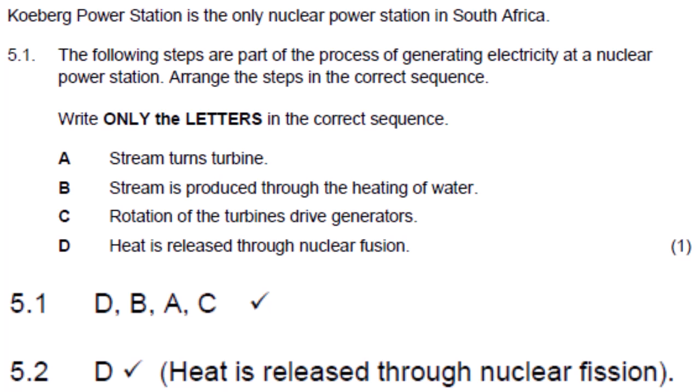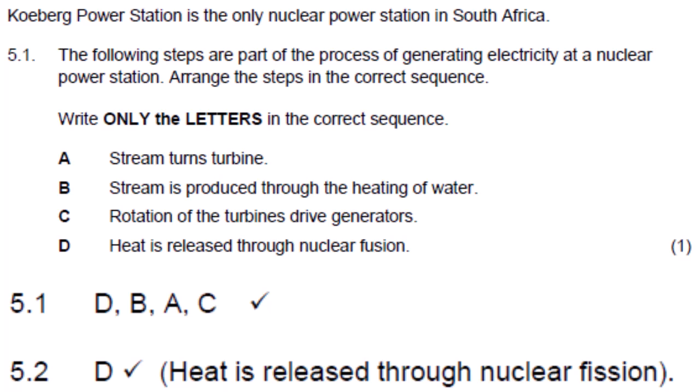And we should note the correction here. The original paper might have mistakenly said fusion, but it's fission in power plants on Earth. Absolutely, critical distinction. So D is first. Nuclear fission releases immense heat. What does that heat do? It boils water, right? So step B, steam is produced. Yep, high-pressure steam. What does steam do in a power plant? It pushes things. It turns the turbine, step A. Right, the steam blasts against the turbine blades, making them spin. And finally, the spinning turbine is connected to the generator, which then produces electricity. So step C, rotation of turbines, drives the generators. So the sequence is DBAC. Fission, heat, steam, turbine spins, generator makes electricity.